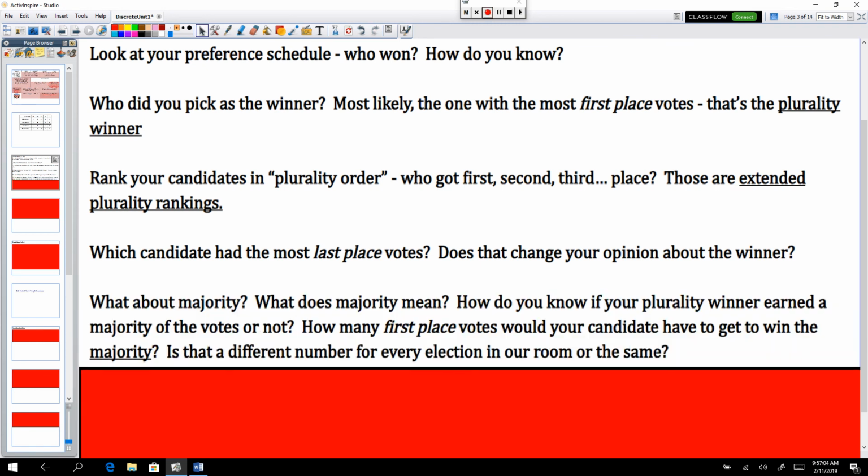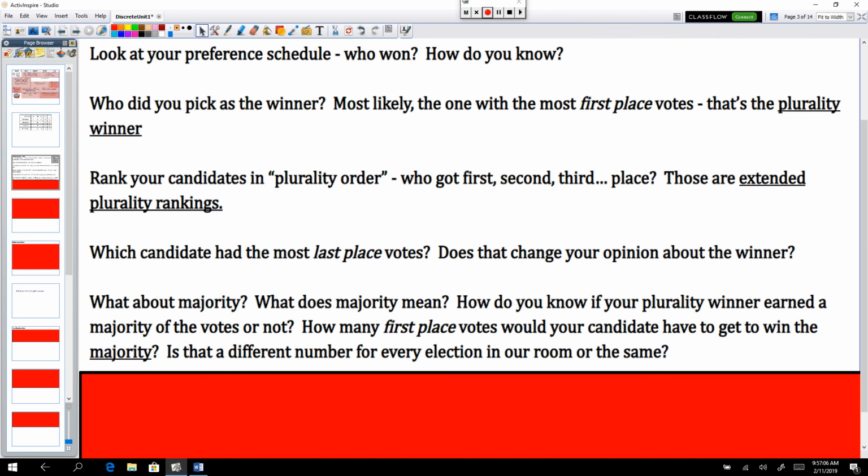Now, majority. You may have heard this term before. Let's make sure that you understand it from a math perspective. Majority means you have more than half of the first place votes. So how do you know if your plurality winner earned a majority? Your plurality winner only has a majority if they have more than half of the first place votes.